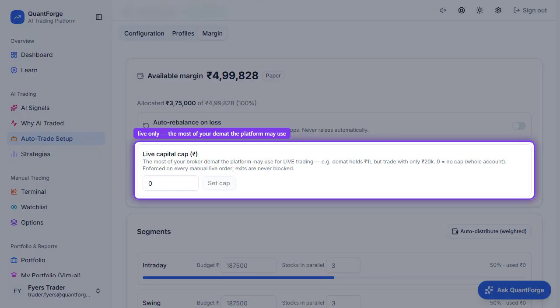So it protects the rest of my demat from the platform. Precisely, a fence around how much of your real account the software may ever touch. 0 means no cap, the whole account. The card notes it is enforced on every live order, and that exits are never blocked. You can always get out, even at the cap.